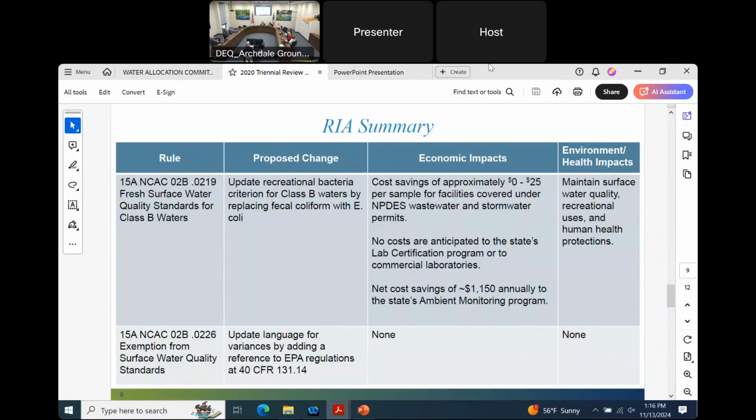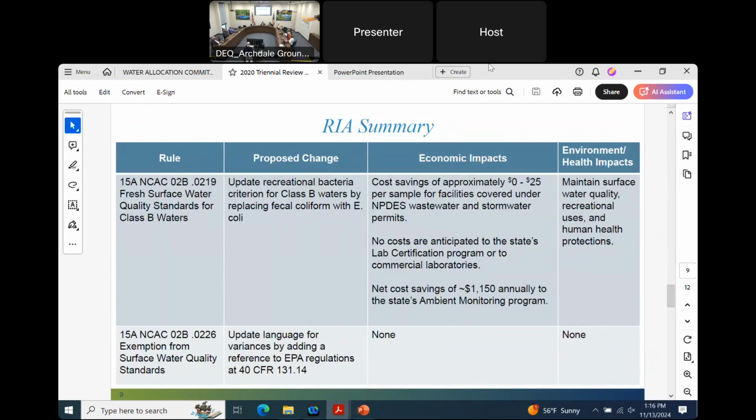The economic impact is expected to be cost savings of approximately $0 to $25 per sample for facilities covered under the NPDES wastewater and stormwater permits. No costs are anticipated to the state's lab certification program or to commercial laboratories. A lot of laboratories already use the more current E. coli monitoring methods, as they're much more preferred from every lab that we've spoken to.